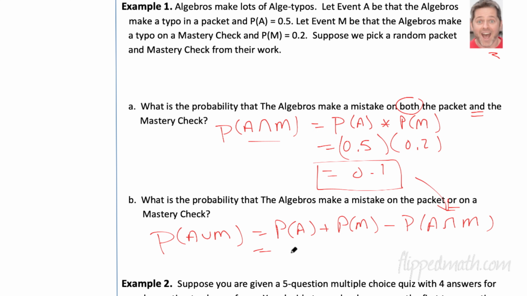So this is all going to equal 0.5 plus 0.2, and then we have to subtract 0.1. And that grand total, what do you get? 5 and 2 is 7, minus 1, that would be 0.6. Okay, so that's the probability of A or M, making a mistake on either a packet or a mastery check.